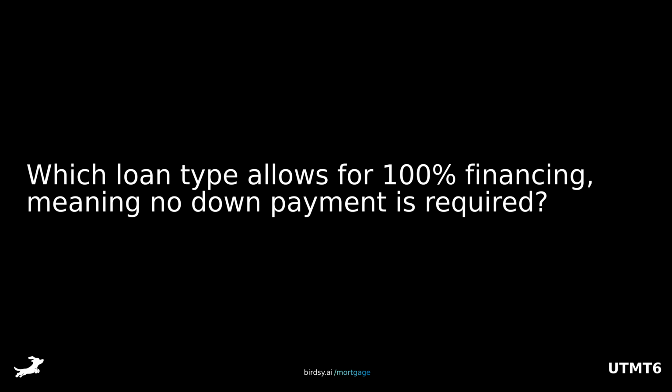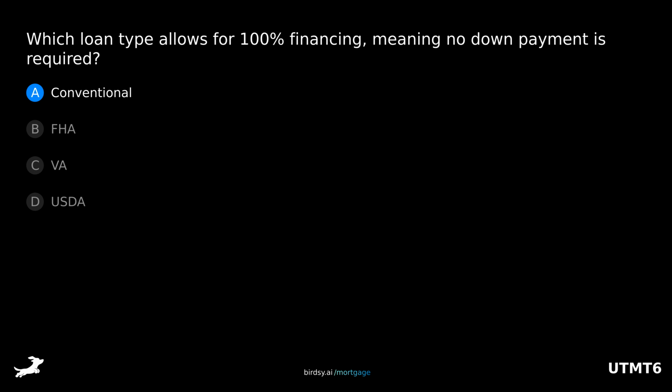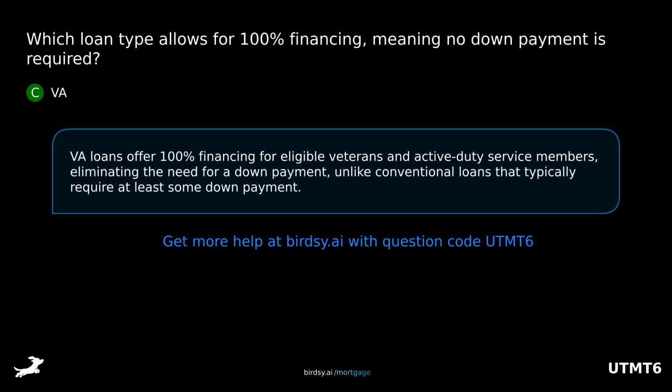Which loan type allows for 100% financing, meaning no down payment is required? Is it A, conventional, B, FHA, C, VA, or D, USDA? The answer is C, VA. VA loans offer 100% financing for eligible veterans and active duty service members, eliminating the need for a down payment, unlike conventional loans that typically require at least some down payment.